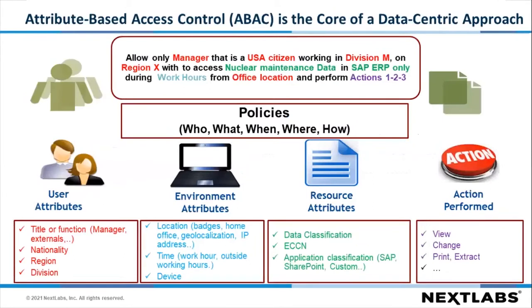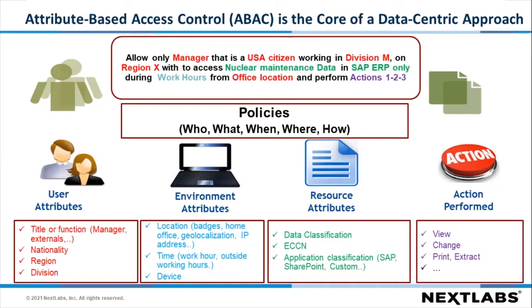There are different types of attributes that can be used to enforce policies, to enforce export control regulations. There are user attributes, such as title, nationality, region, division, or other things specific to an individual user. There are environmental attributes, such as the location, geolocation of the systems, the time that the request is coming in, as well as the device where the request is originating, as well as the device on which the controlled asset may be stored.